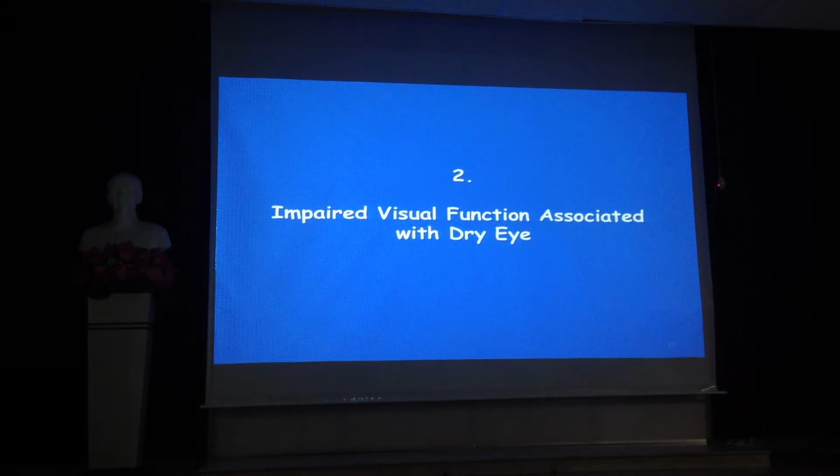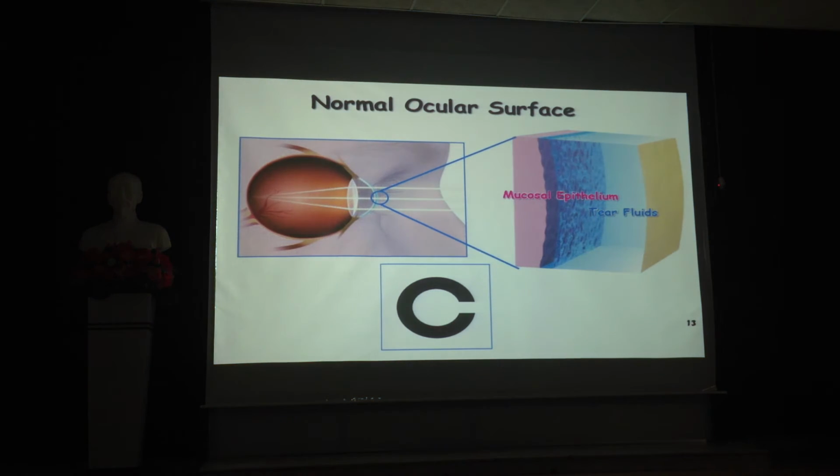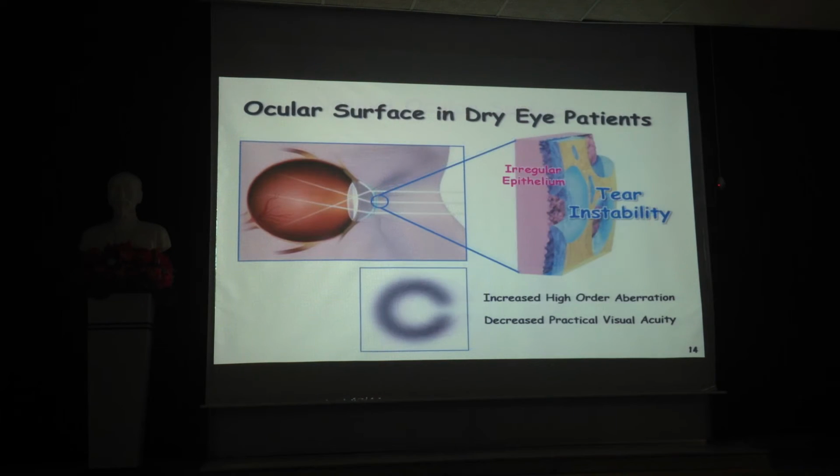Number 2 is impaired visual function associated with dry eye. You can easily understand that a normal ocular surface, or cornea itself, especially the surface of the cornea, has good optical quality. If you have good optical quality, you can get better vision. But when we have dry eye, the surface is kind of irregular. Even though we couldn't detect a corneal irregular astigmatism, still the higher order aberration occurs, and becomes higher and higher.